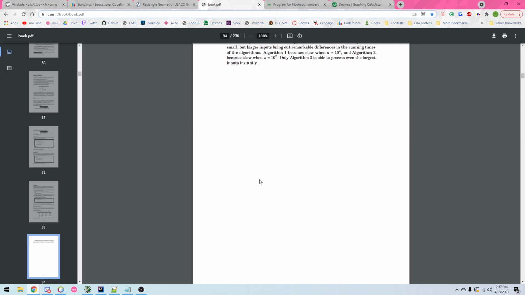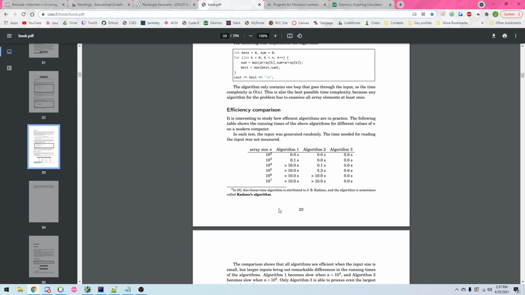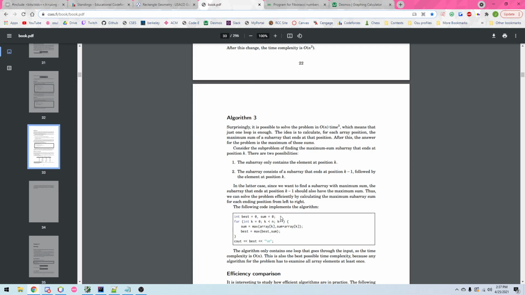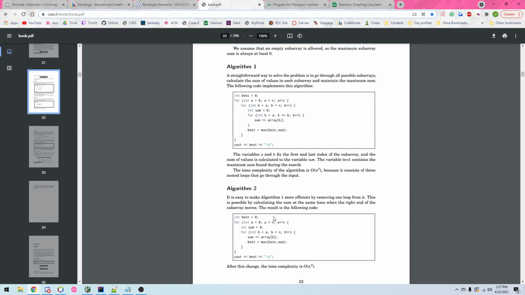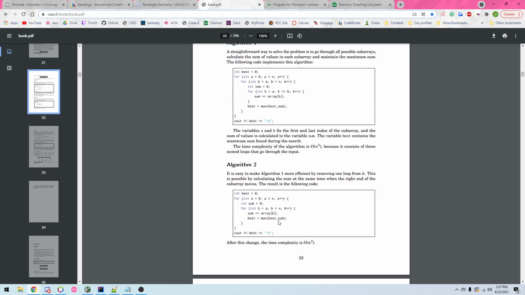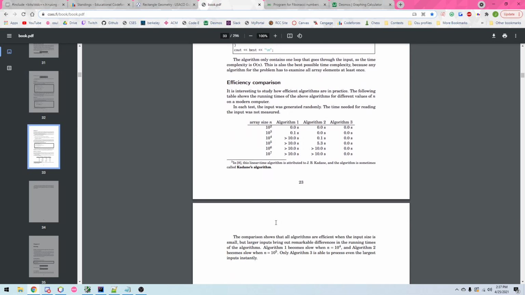So that's the end of the chapter. Basically, time complexity is really important because we need to be able to create an algorithm that will process our inputs as fast as possible. So, do we have any concluding questions? Everyone pretty clear on this?